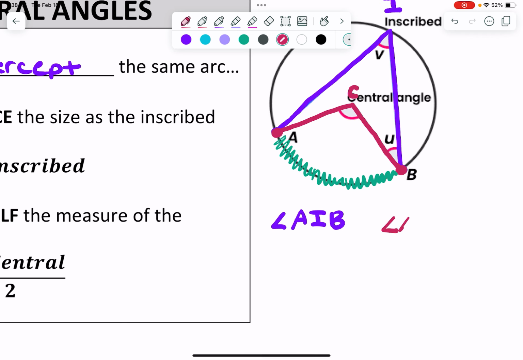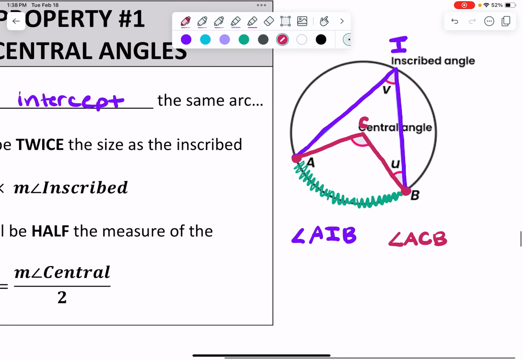So we have angle ACB as my central angle. We can use the property to say whatever the value of my inscribed angle is, the central will be 2 times bigger. Or we can say whatever the value of that central angle is, the inscribed angle will be half as big.